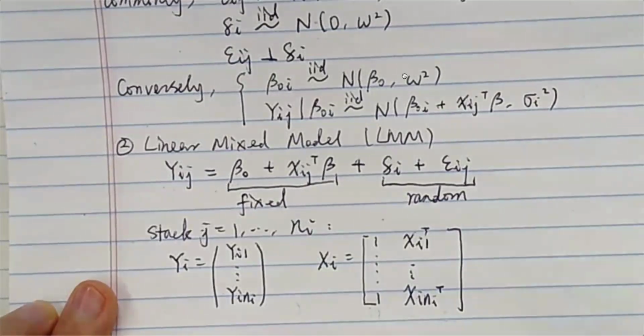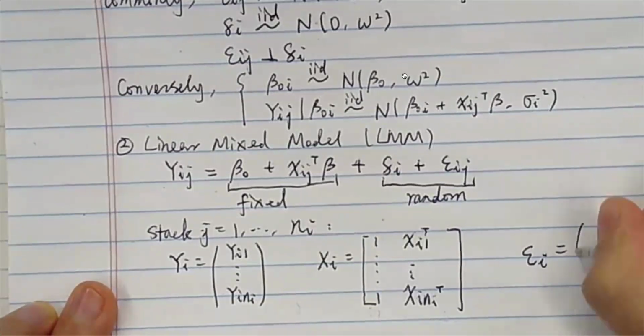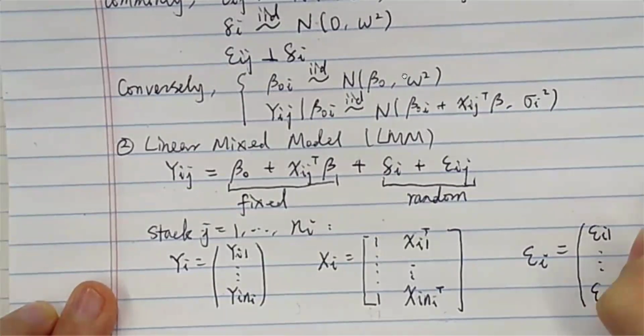Okay, and then what I can do is epsilon. Epsilon i, stack everything into a vector. I have epsilon i1 to epsilon iNi.